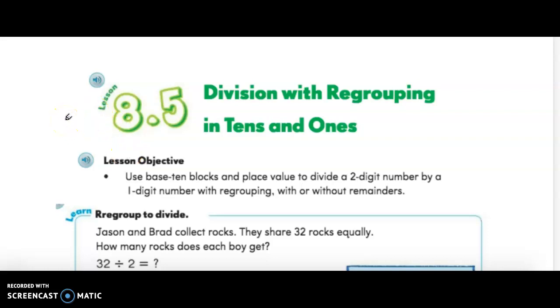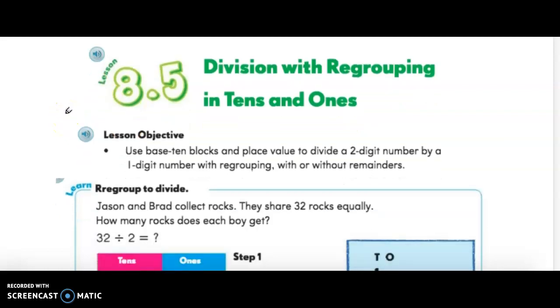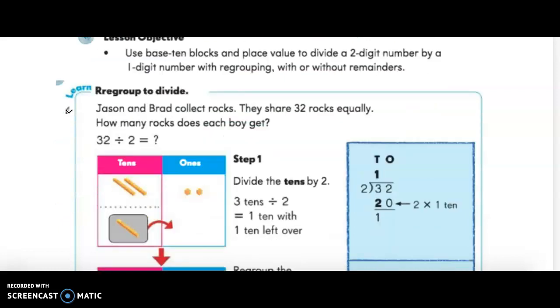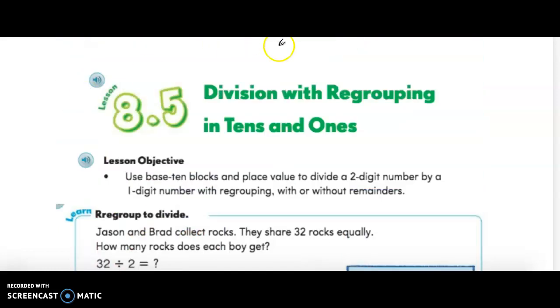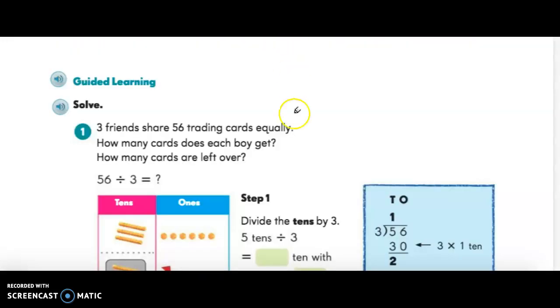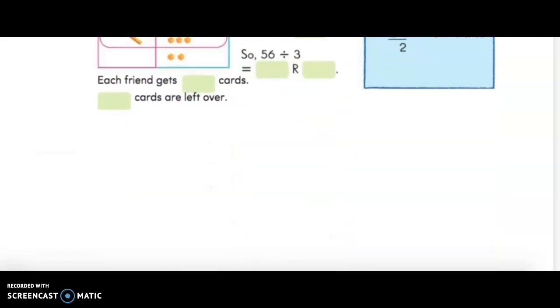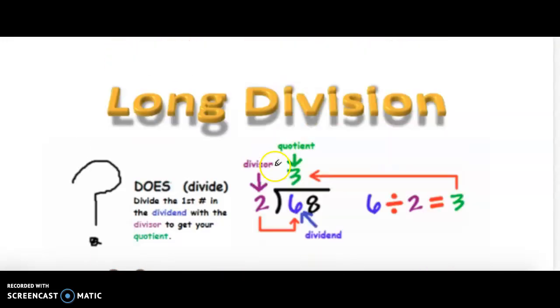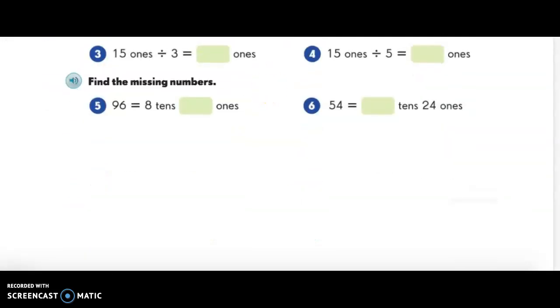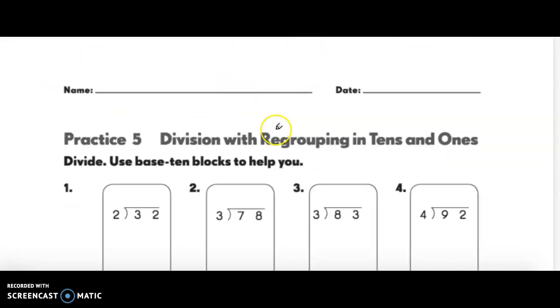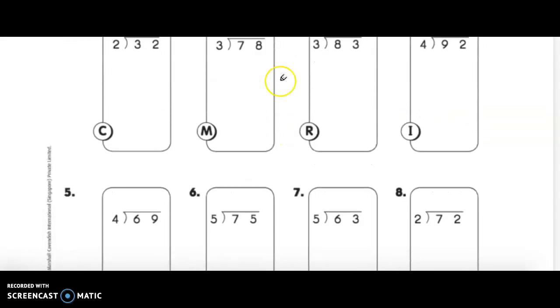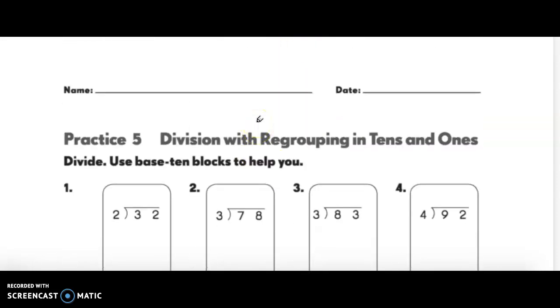All right, my friends, so this is a choice activity. I just wanted to do this for you guys to have if you wanted to give it a try. So we're going to skip this slide and I'm going to show you exactly how to do the long division with regrouping. So again, same steps that you guys learned in the previous chapter, but I'm going to give you some examples here.